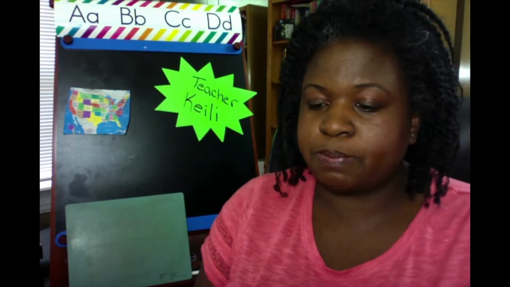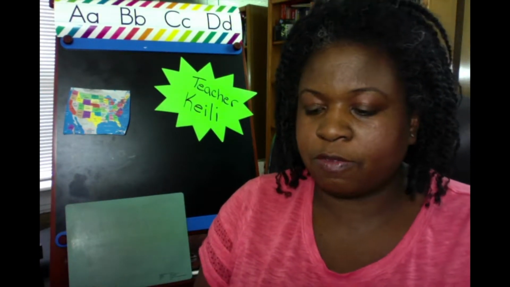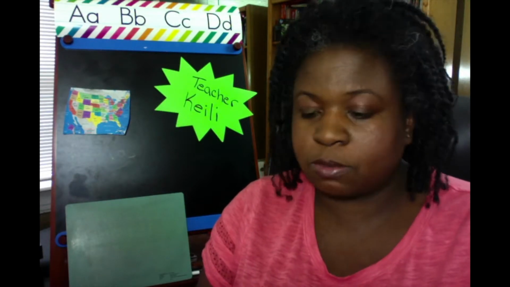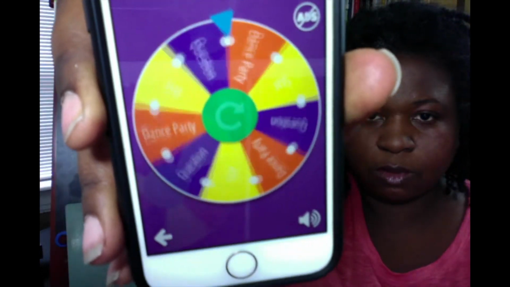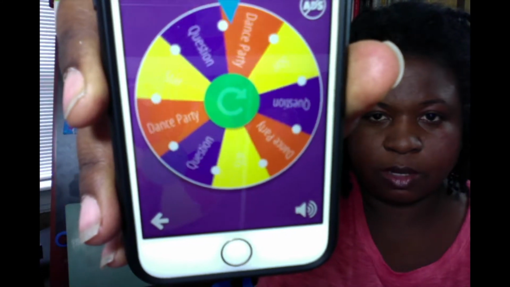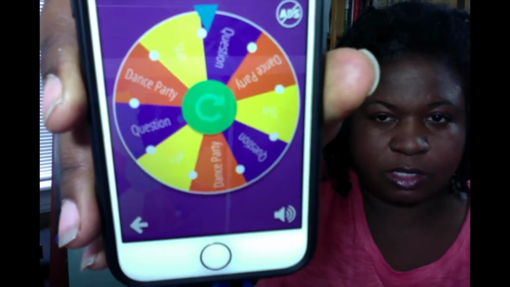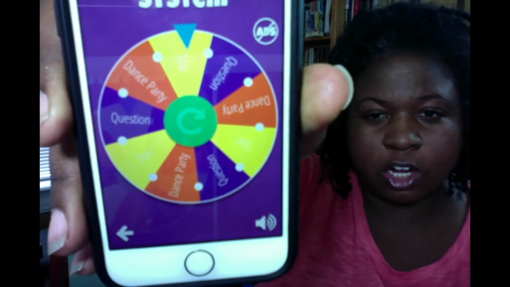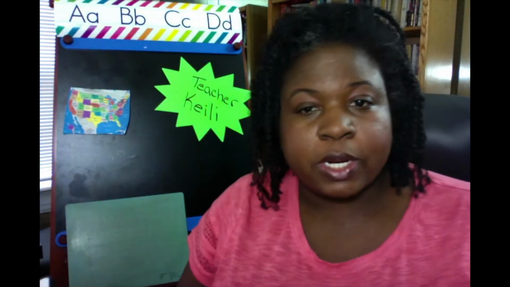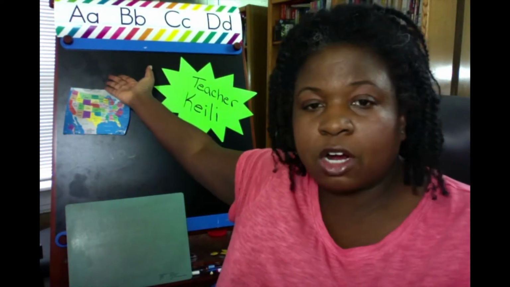So I have them spin, and if you have the volume on, it makes noise, so it makes it more exciting. Let's spin the wheel to see what you get. And then hold it up. You get a star. So when it's a star, I stick a star right up here.